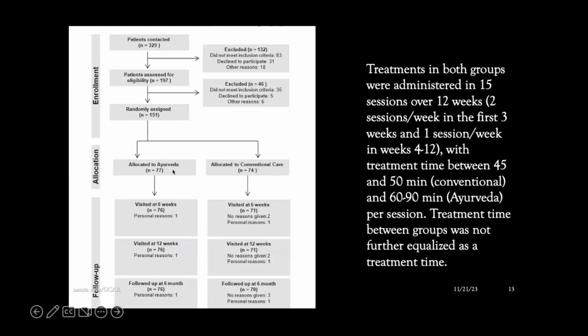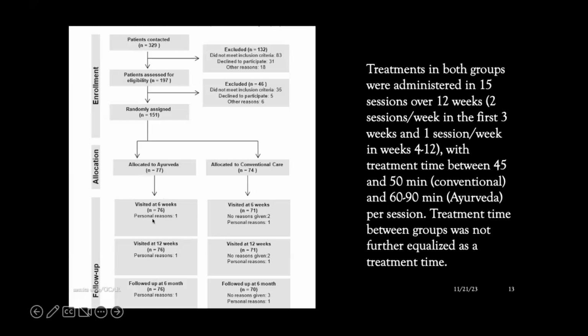Out of this, 1:1 allocation was done, equal allocation was there. So N is equal to 77 allocated to Ayurveda, and conventional care were 74. 77 and 77 is not necessary. With appropriate statistical methods, we can have such variation.